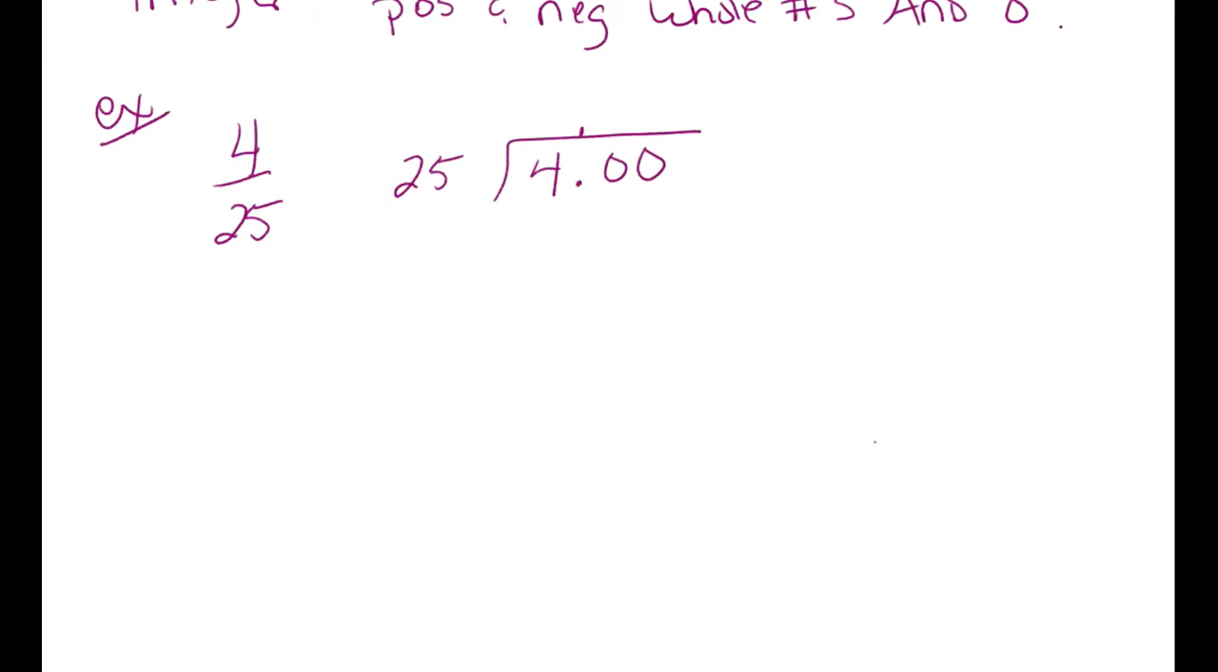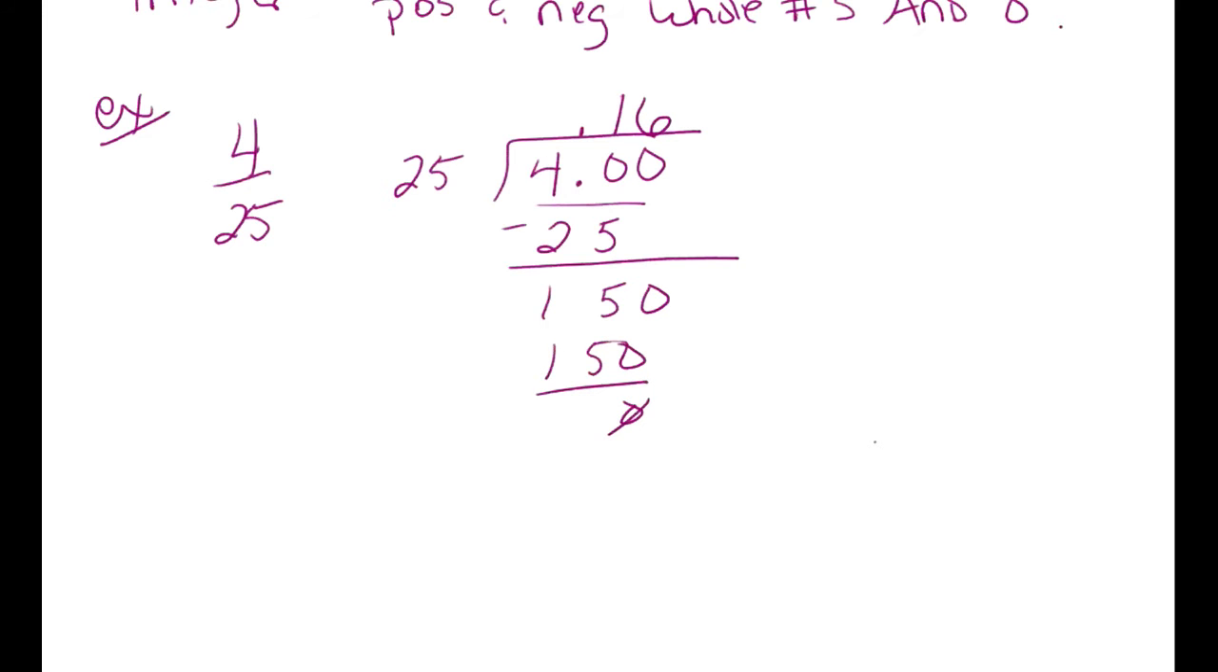Okay, so now I ask myself, how many times does 25 go into 40? Well, it goes once, and then I multiply down, and I go ahead and borrow and subtract. And then how many times does 25 go into 150? It goes in 6 times. Okay, so 4/25 converts to 0.16 as a decimal.